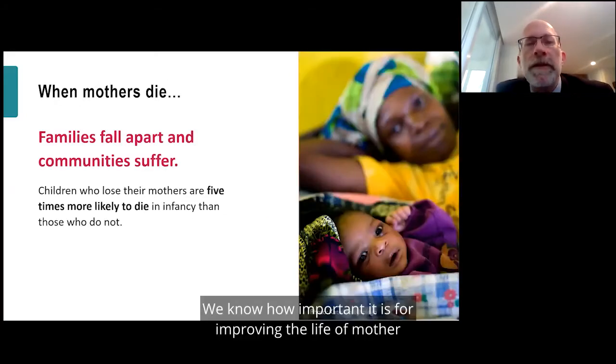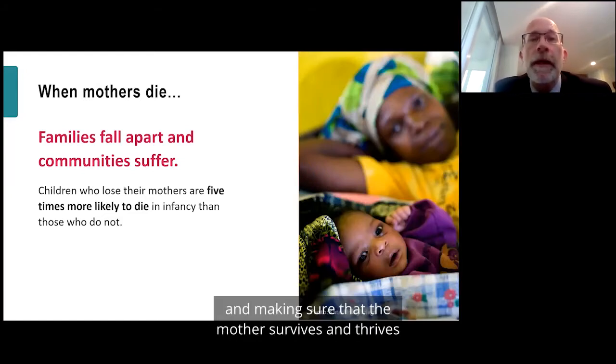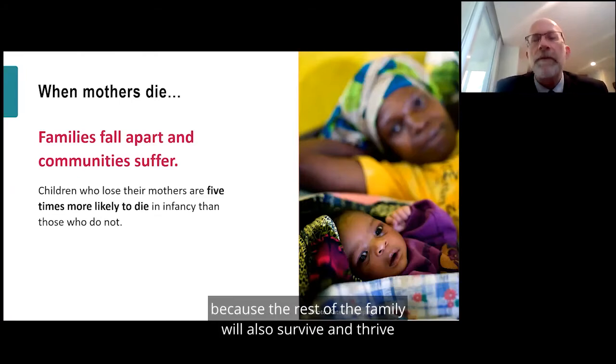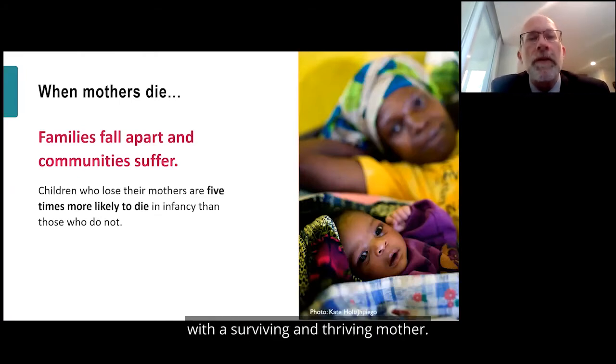We know how important it is for improving the life of a mother and making sure that the mother survives and thrives, because the rest of the family will also survive and thrive with a surviving and thriving mother.